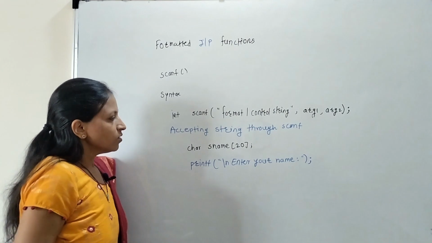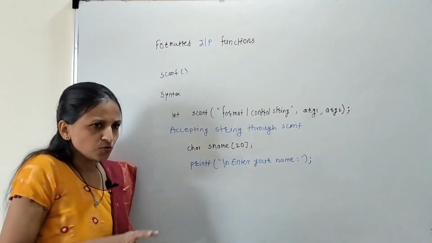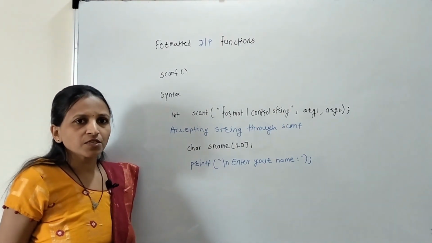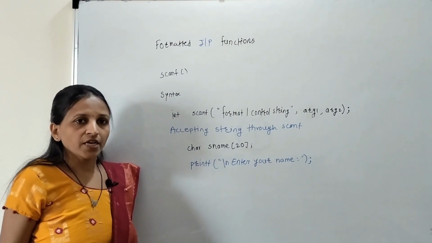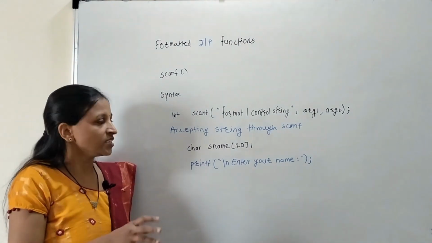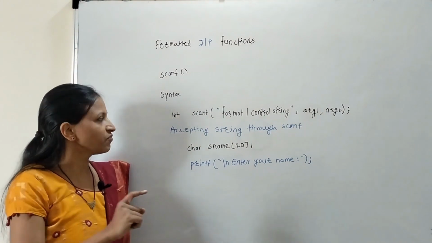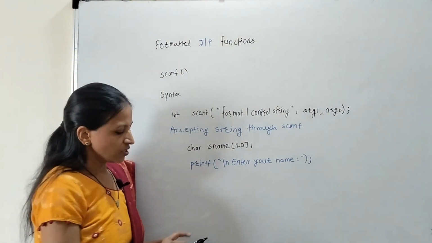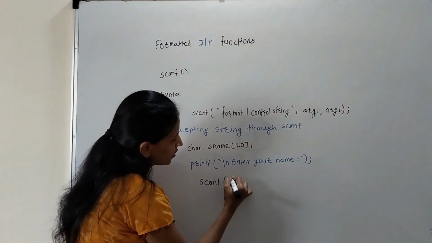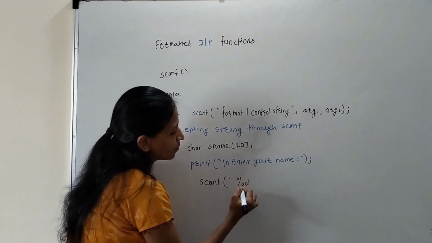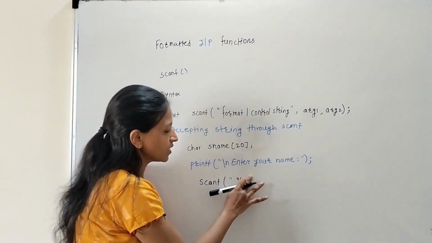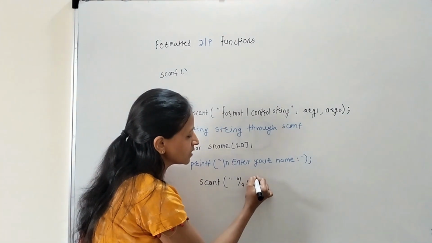Now after that, the user will press something, the user will type something, the user will type the name. Then that should get stored inside this sname variable. For that we can use scanf. See, scanf. Here, what is the data type of that sname? That is a string. That's why we have to use %s here.